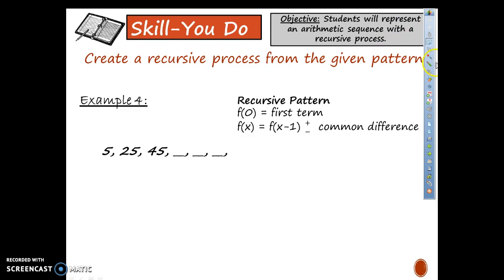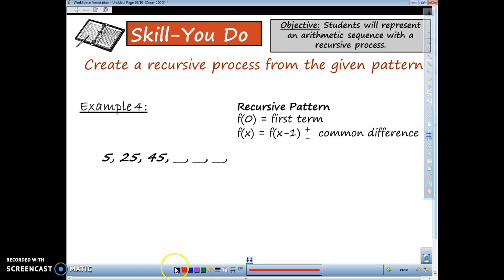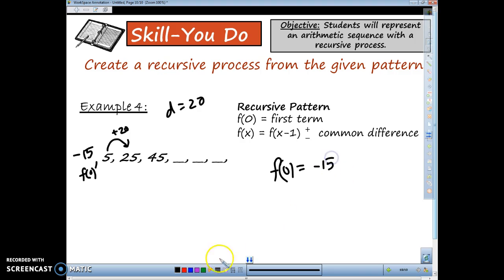Here's example 4. Please go ahead and try this problem on your own. Okay, hopefully you've tried this problem on your own. Our f of 0 value, we need to go back. Here we are adding 20 each time, so d is equal to 20. Going backwards to get my f of 0 term, it would be negative 15. All I did was subtract 20 from 5, giving me negative 15. That's our f of 0 value. And to find f of x, well, that is f of x minus 1 plus our common difference, which is plus 20.